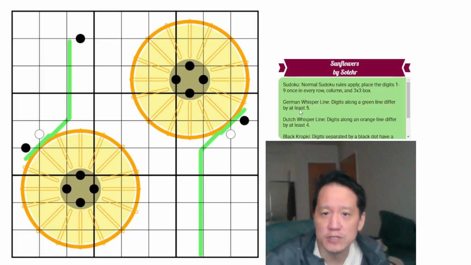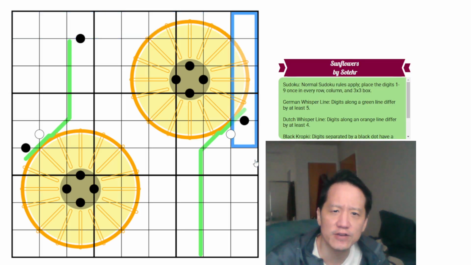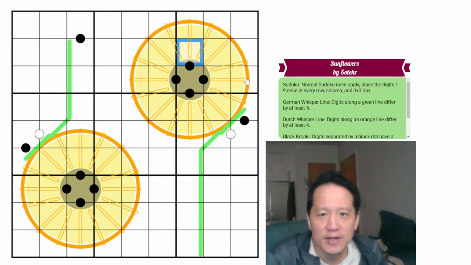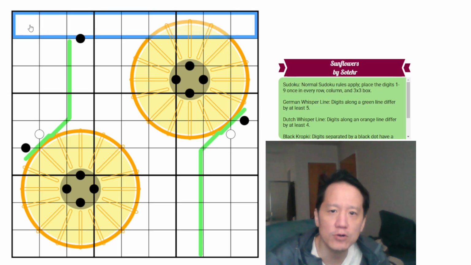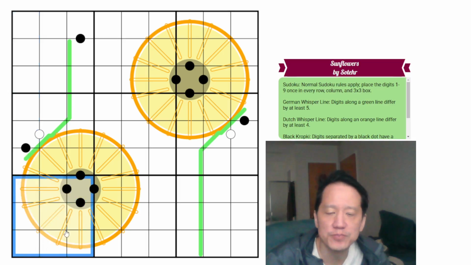Today's puzzle is called Sunflowers by Sotir, and it actually reminds me of Van Gogh's sunflower paintings. It's pretty cool. Anyways, here are the rules. Sudoku. Normal Sudoku rules apply. Place the digits 1 through 9 once in every row, column, and 3 by 3 box.